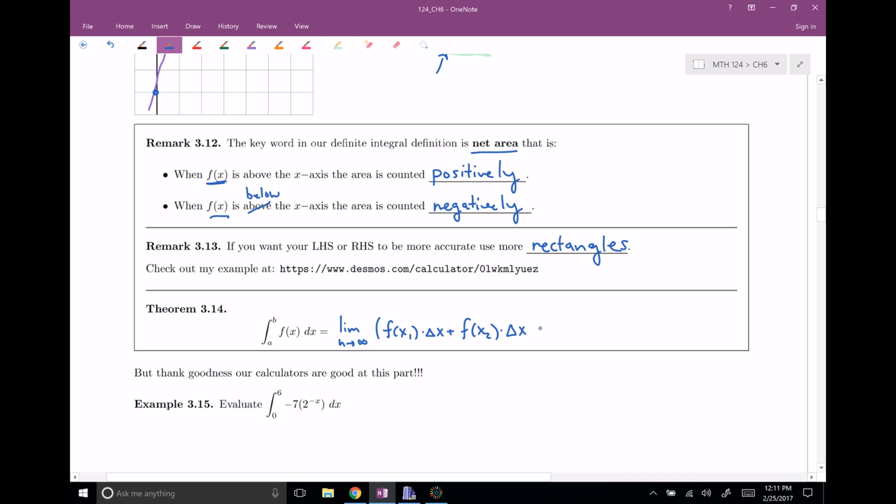And this went on for a while, dot, dot, dot, dot, plus, again, and we stopped at f of x sub n, right, the endpoint of the last subinterval times the width of that rectangle. And so if that n right there was to go to infinity, you were adding up essentially infinitely many areas of rectangles, and these would actually become equal to one another, and this is the area under the curve. And the claim is we can do this by hand.